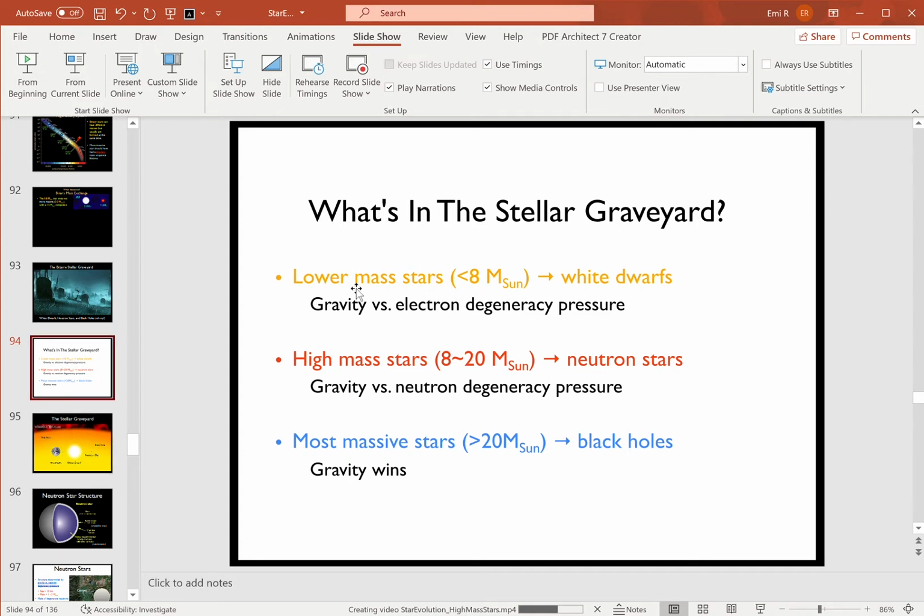So we already saw that low-mass stars end their life as a white dwarf, which is pretty much a rock of carbon. We've seen that high-mass stars end up their life as a neutron star, which is pretty much a rock of neutrons degenerated from iron atoms. And so neutron stars are formed from high-mass stars, mostly between 8 and 20 times the mass of the sun.